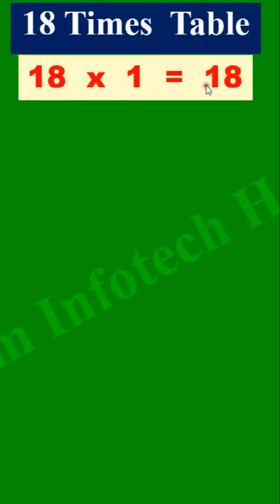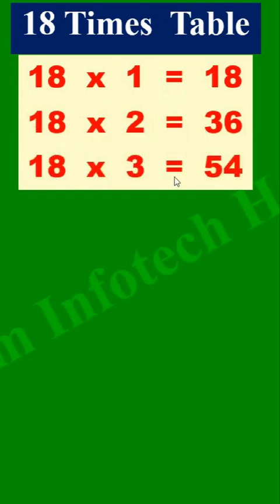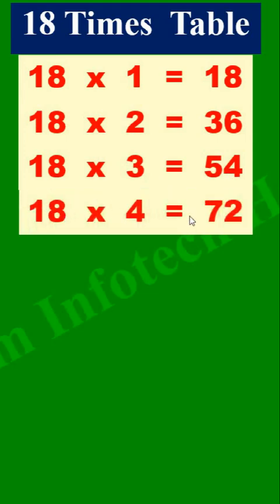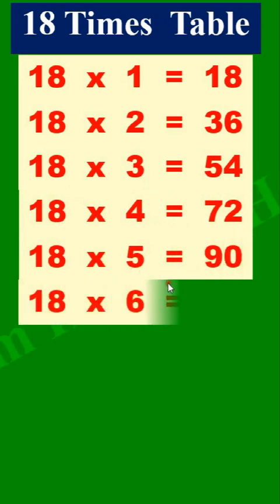18 times table. 18 times 1 is equal to 18. 18 times 2 is equal to 36. 18 times 3 is equal to 54. 18 times 4 is equal to 72. 18 times 5 is equal to 90.